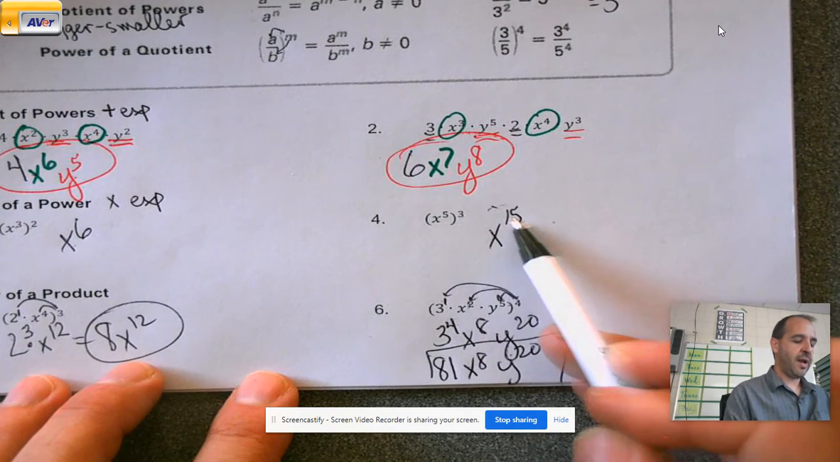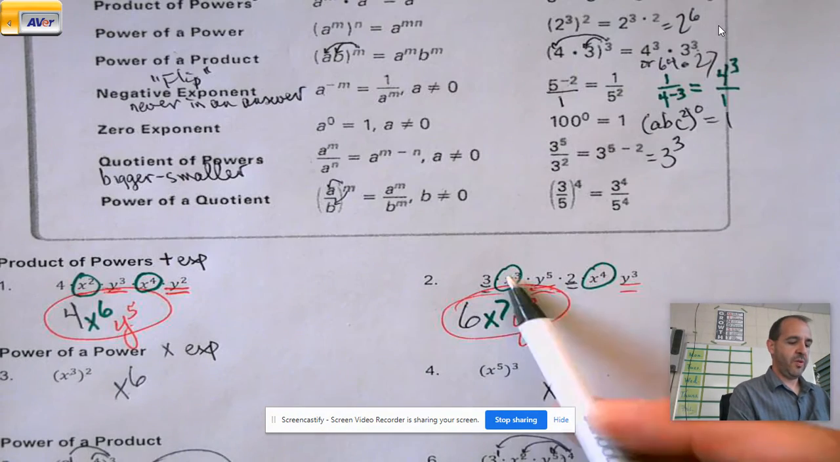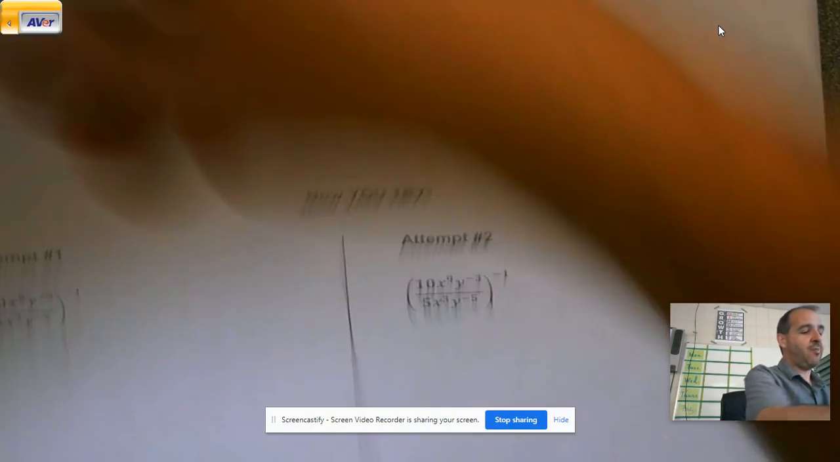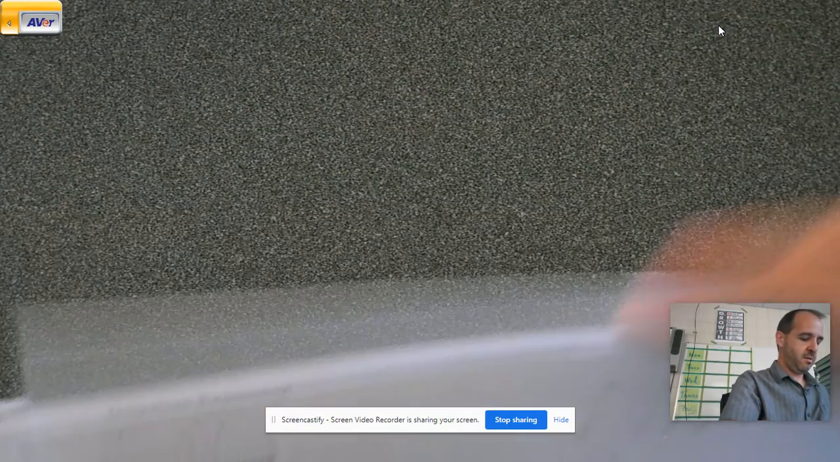Power to power, multiplying exponents. Multiplying, add the exponents. You got to keep flipping back now and then to see the properties. That's fine, not a big deal.